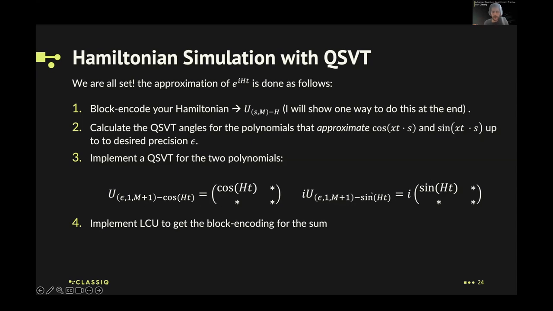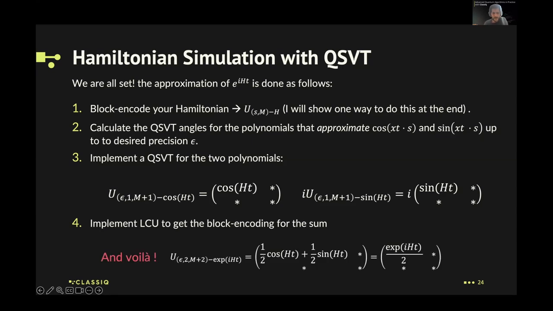So I have U1 and 1, which is the factor, and m plus 1 is, again, I'm adding one block qubit to my block encoding dimension. So I have these two, and now I can do LCU to get the sum of these. Now I can do LCU and get the weighted sum of these two things, which is e to the iht divided by 2. So now I have an approximated block encoding of my Hamiltonian dynamics.